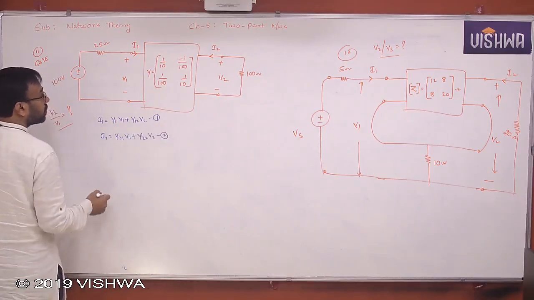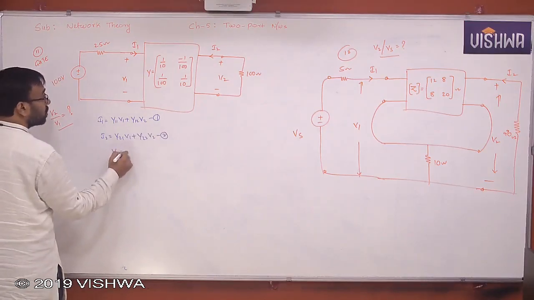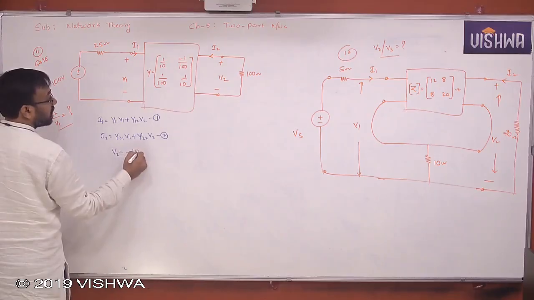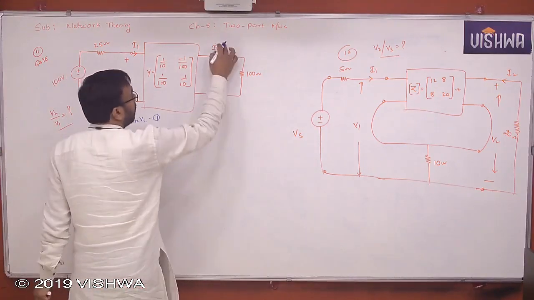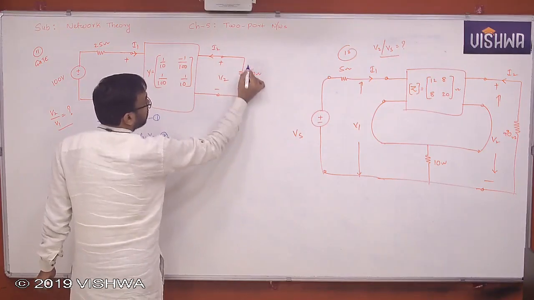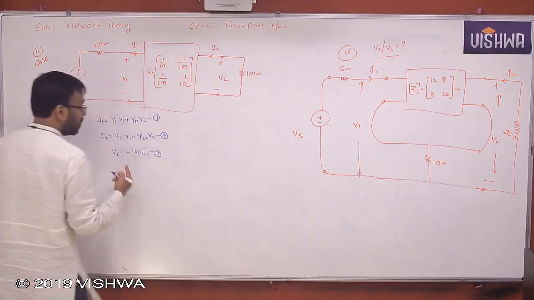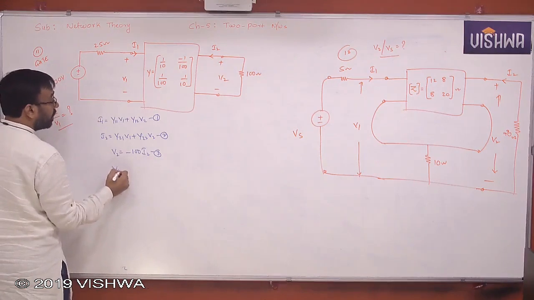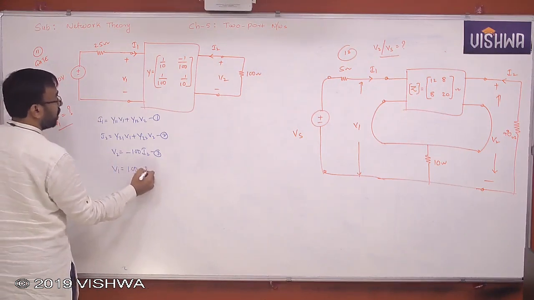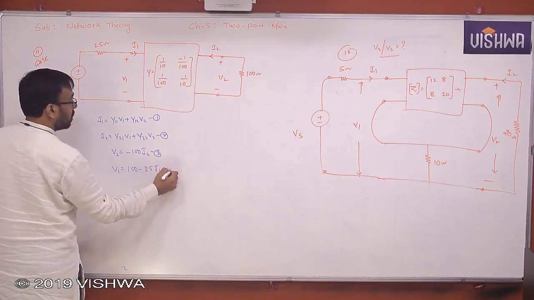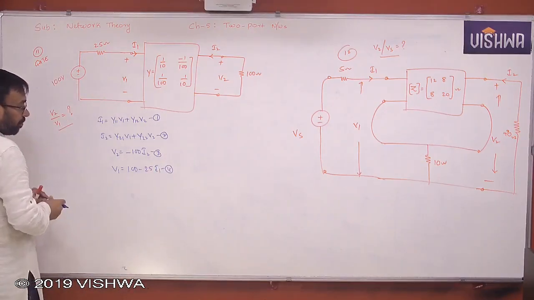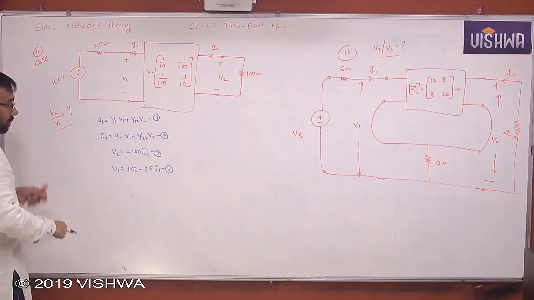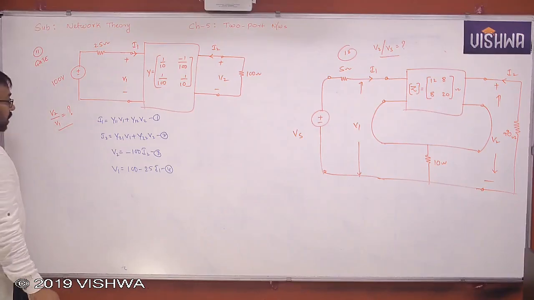In equation 2, I will get V2 is equal to minus 100 I2. I hope you understand this. Why minus? Because this current will give you the polarities. This is plus, this is minus, but you want it in reverse. Mismatch is there. Again, V1 is equal to 100 minus 25 I1. That's it. V2 by V1 is what is asked.